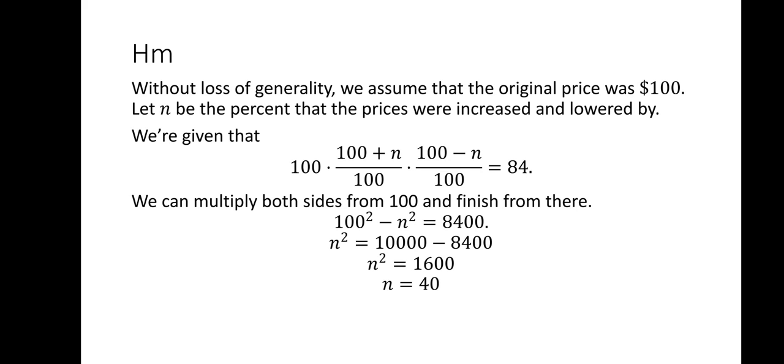Now we have 100 squared minus N squared equals 8400. Moving things around, N squared equals 10,000 minus 8400. N squared is 1600, so N is 40. Obviously, N can't be negative 40. The answer is E again.